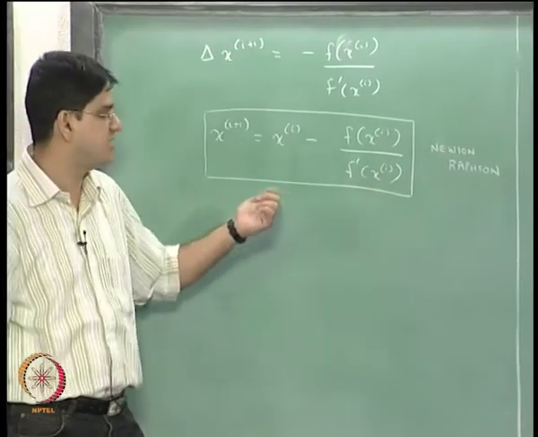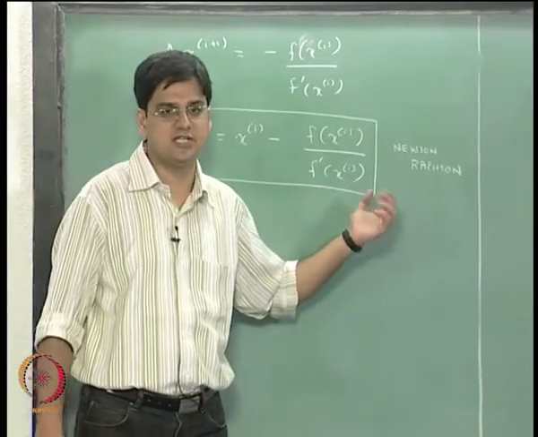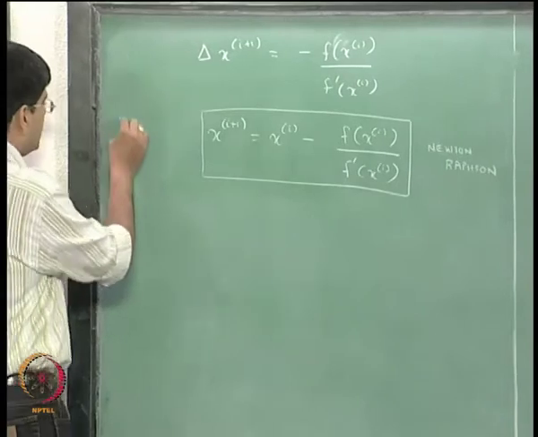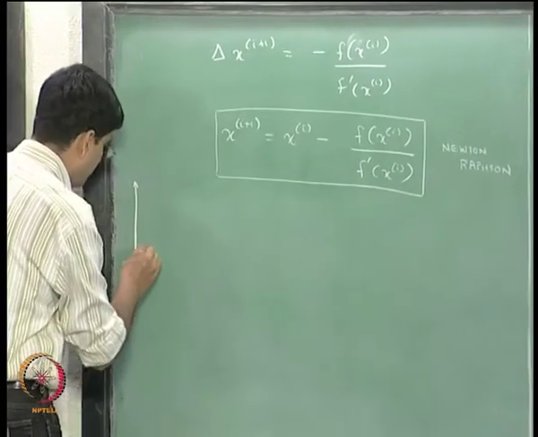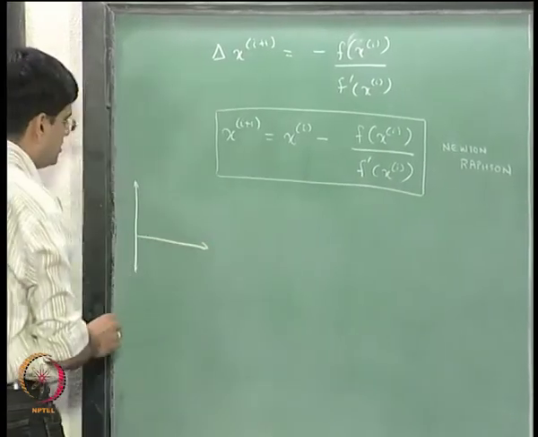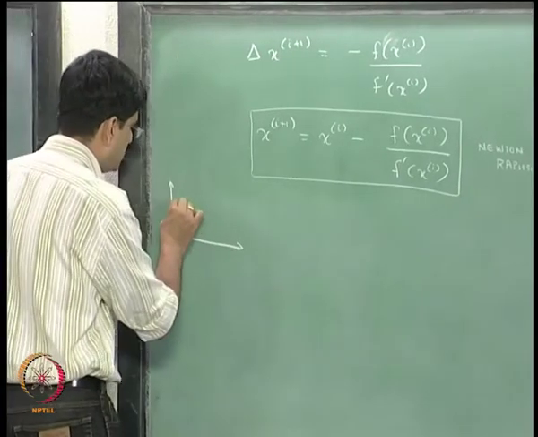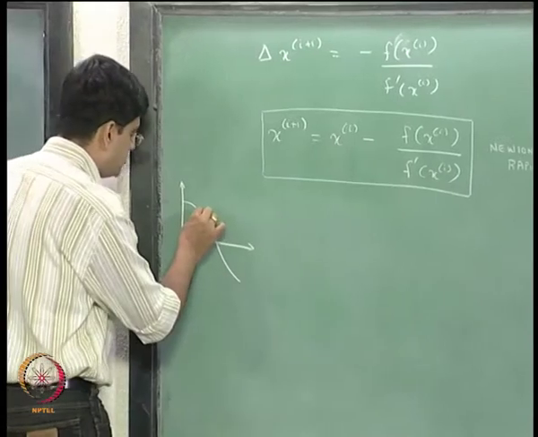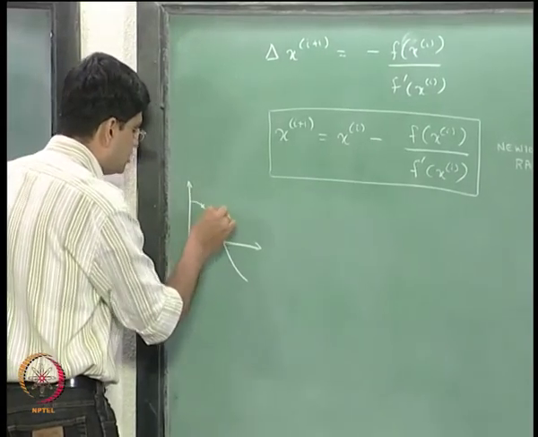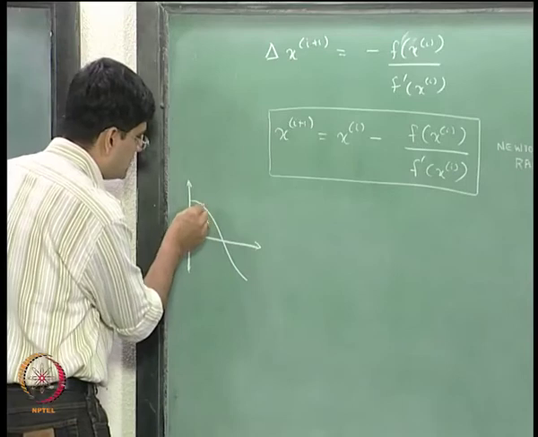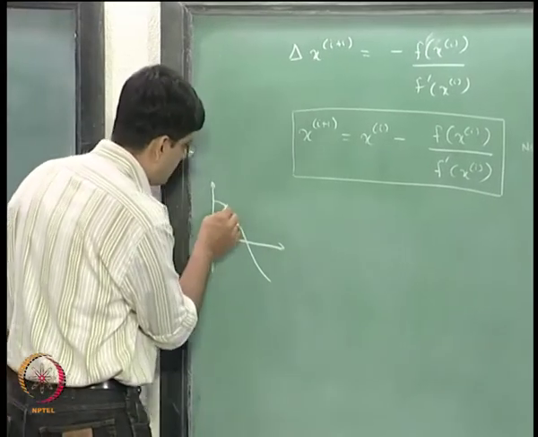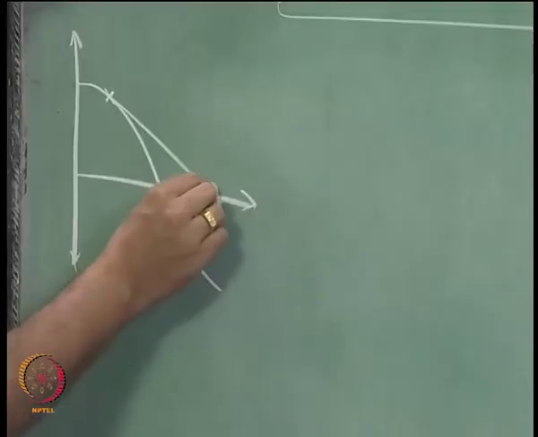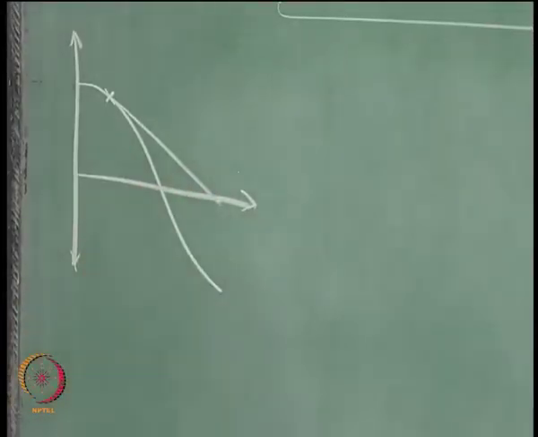So f dash of xi essentially represents the tangent at that point, and that was the geometric interpretation that we had taken earlier in the first lecture of this module, when we talked about a general curve and tried to use the Newton-Raphson method for a particular point on the curve. What we said was that Newton-Raphson's method amounts to drawing a tangent and finding out where that tangent intersects the x axis.